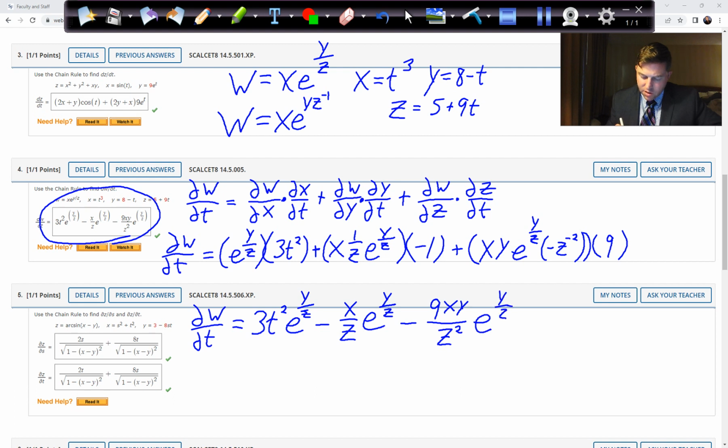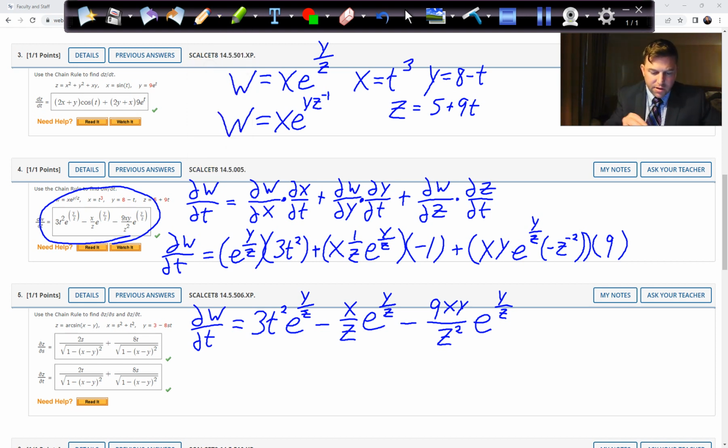So notice each term has an e to the y over z in it, and then they have various different coefficients. Let's see if we got everything correct. 3t squared minus x over z minus 9xy over z squared, and they all have an e to the y over z there. Let me make sure you're fully on board with this.